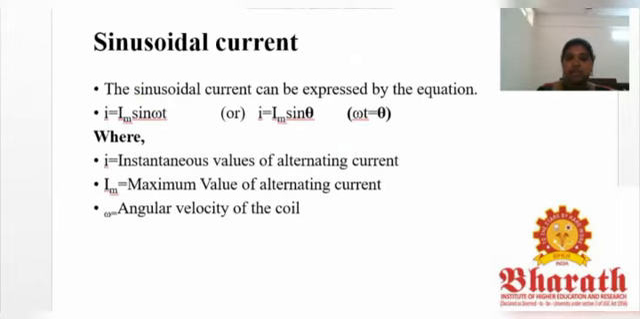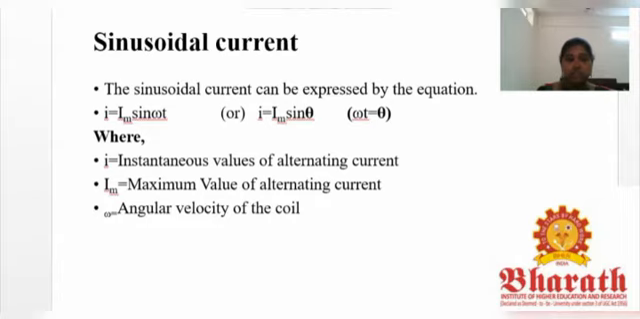Next, in the same way, we look at sinusoidal current. Sinusoidal current can be expressed by the equation i = Im sin ωt. Here small i is equal to capital I with suffix m and sin of ωt. The small i is the instantaneous value of an alternating current.